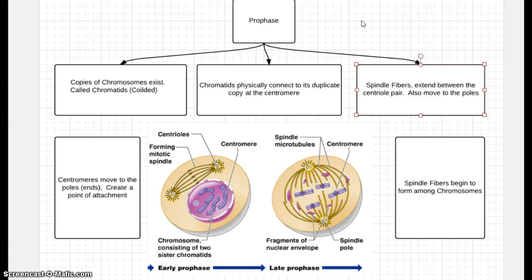And once again, if you can remember that PMAT indicator, it will help you identify the phases we'll talk about in relation to mitosis.